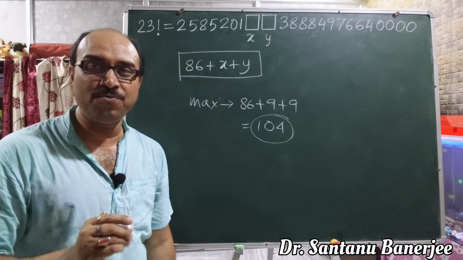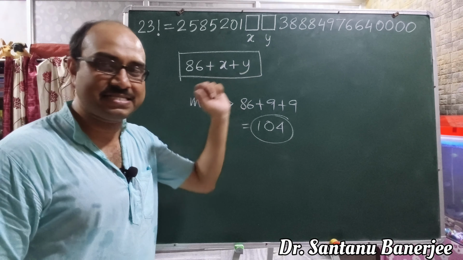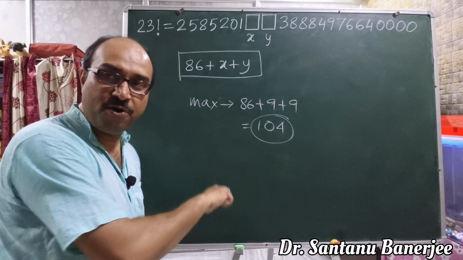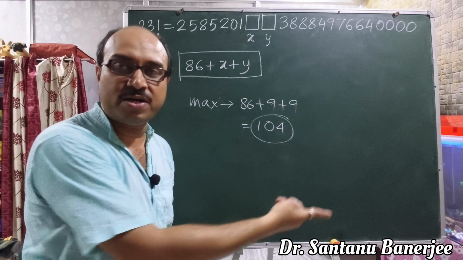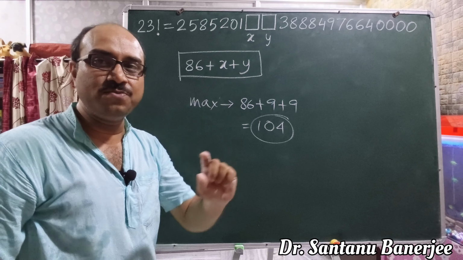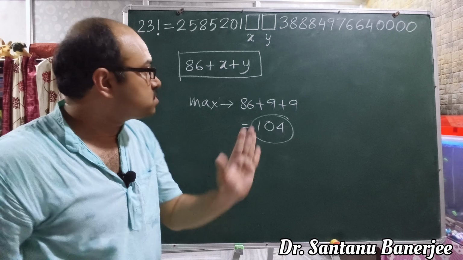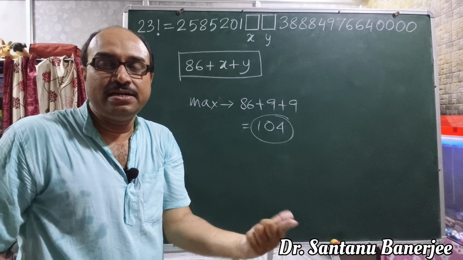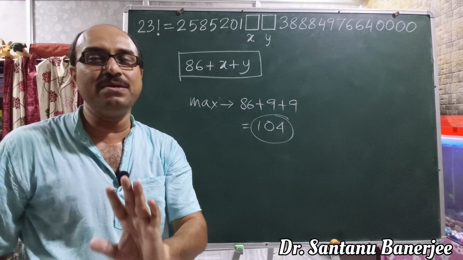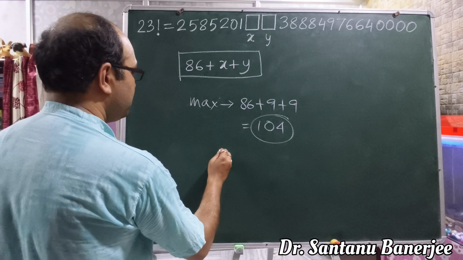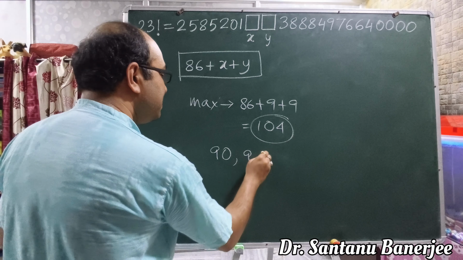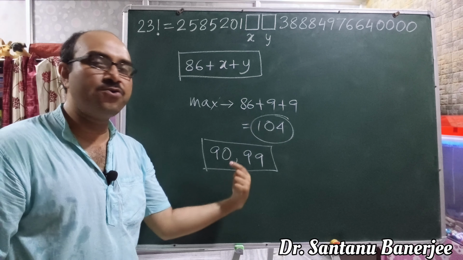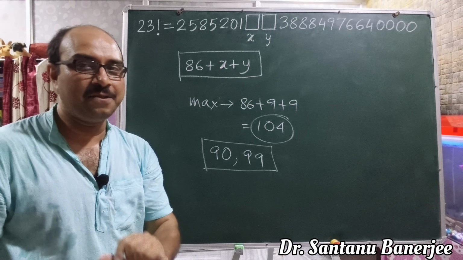So you will have to find out the nearest numbers from 86 that are divisible by 9. If you go beyond 86 and stay before 104, because this sum will not cross 104, since x and y can assume the values 9 and 9 at maximum, what are the numbers divisible by 9? The numbers are 90 and 99. These are the two numbers after 86 and before 104 that are divisible by 9.